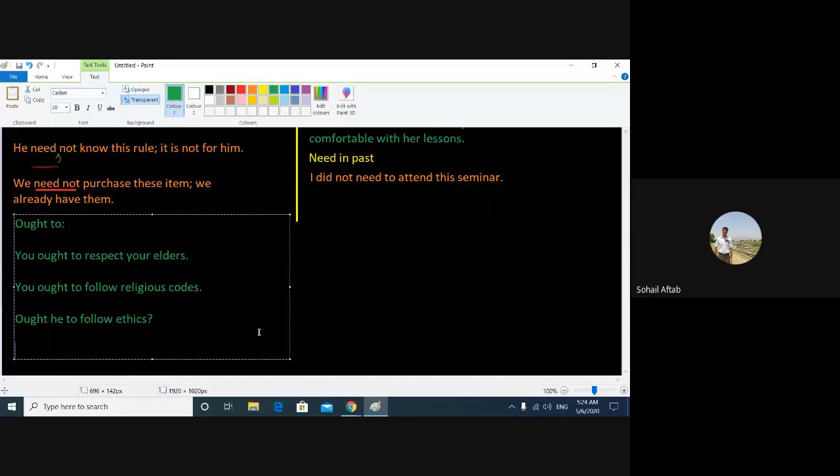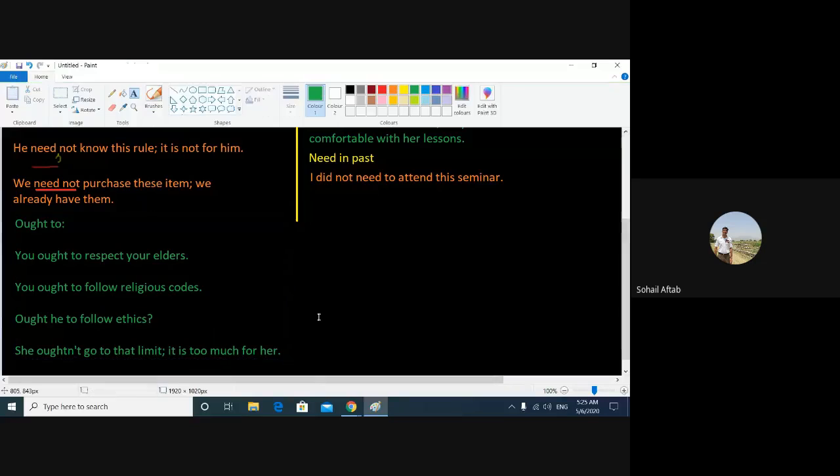And likewise, you can use not with ought structure and change it into a negative. For example, he or she oughtn't go to that limit. It is too much for her. He oughtn't go to that limit. Now here you see, oughtn't is a negative structure.